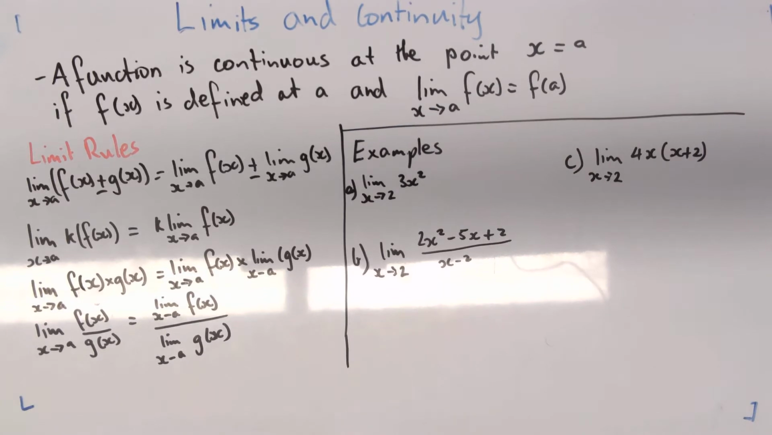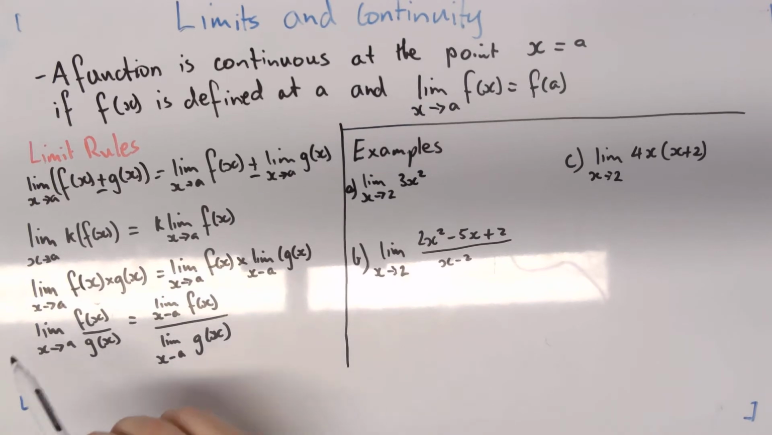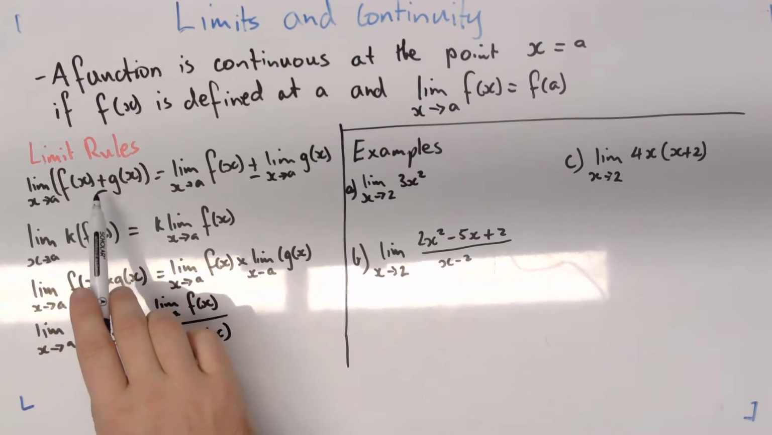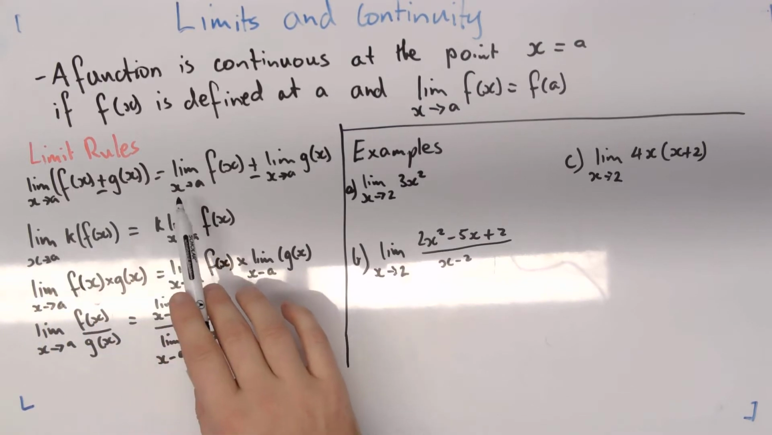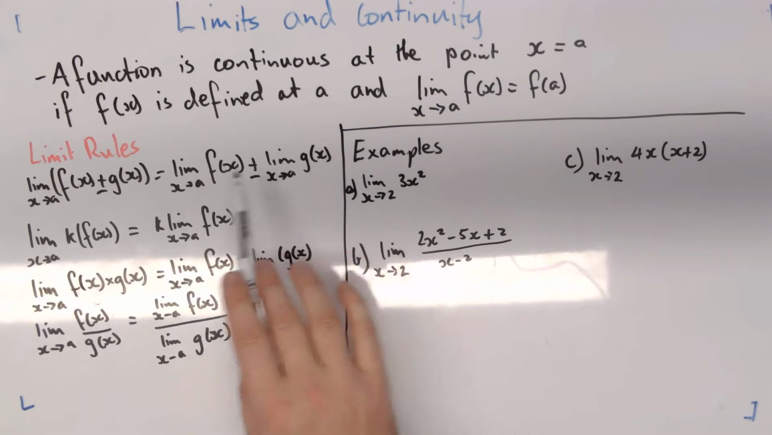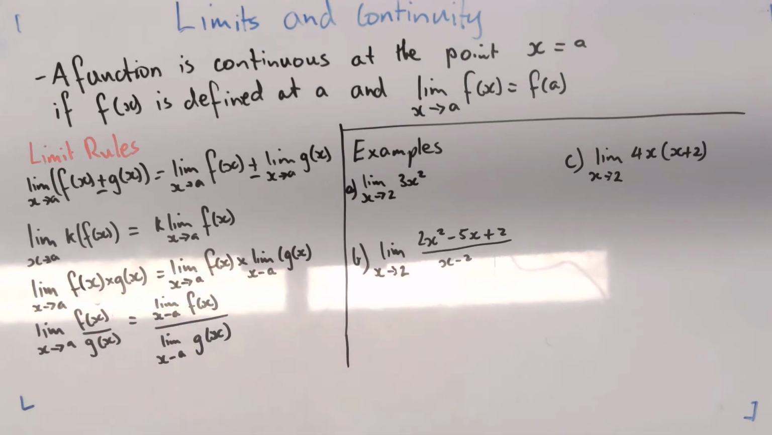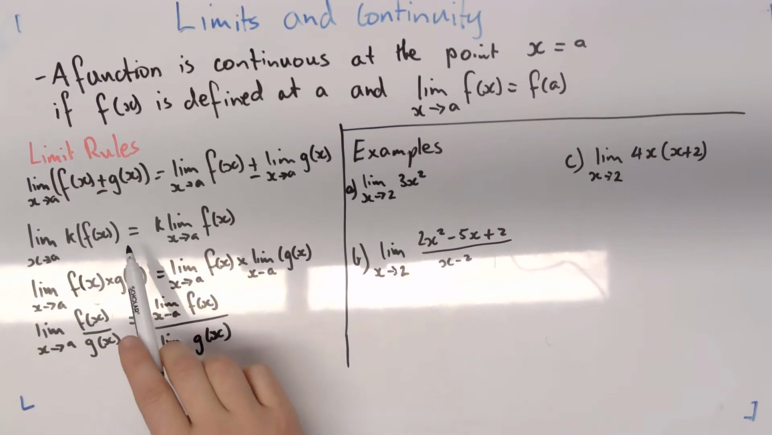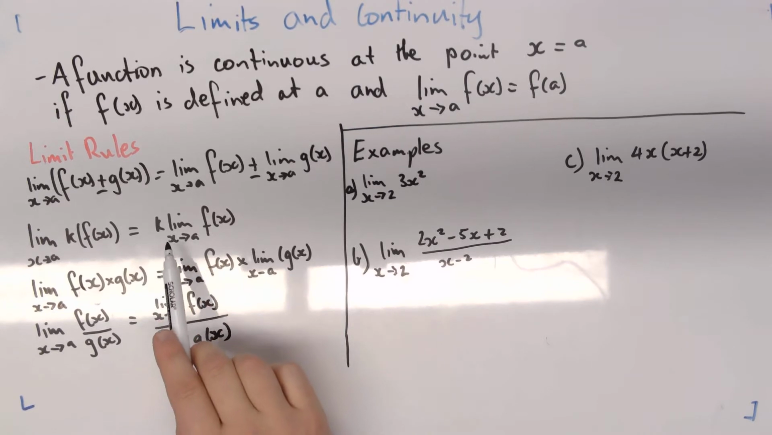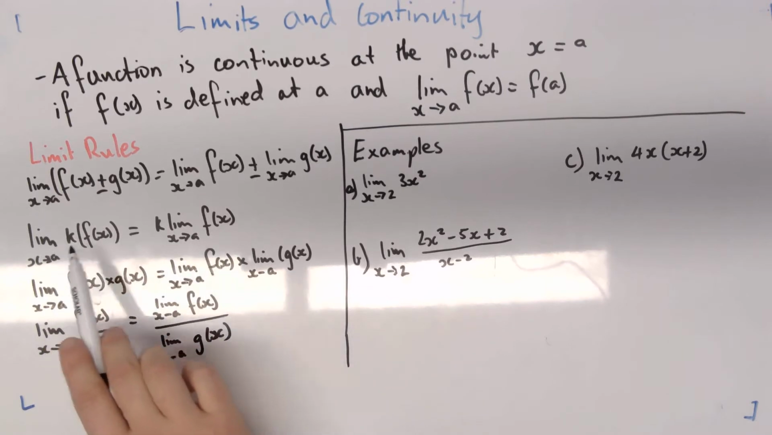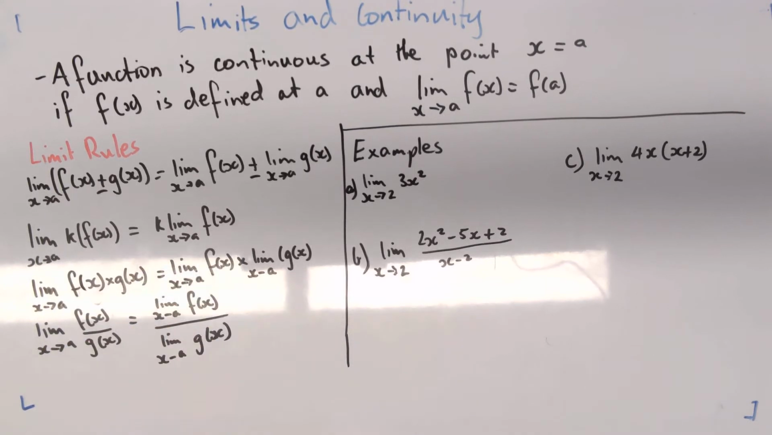There's a few rules to these. I call them the limit rules, and they're really straightforward. The limit as x approaches a of f of x plus or minus g of x is the limit as x approaches a of f of x plus or minus the limit as x approaches a of g of x. So we can break these things up. If we've got the limit as x approaches a of k times f of x, that's equal to k times the limit as x approaches a of f of x. So if we're multiplying by a constant, that constant can just come out the front.